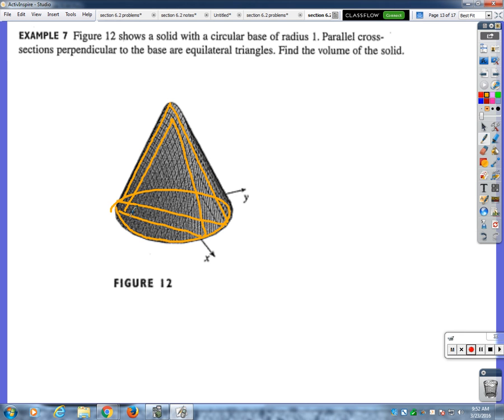Okay? So it's a solid with a circular base of radius 1. Parallel cross sections perpendicular to the base are equilateral triangles. I was wondering why that was curved on top. And so we're supposed to find the volume of the solid. So like this is a triangle right there.